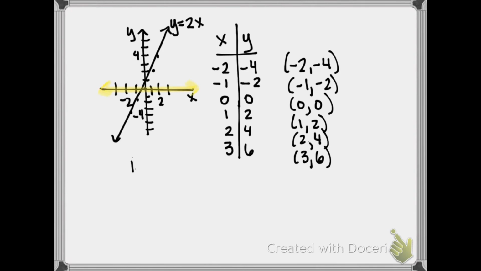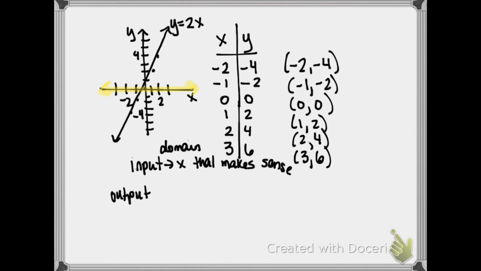So that x-axis is our domain. You plug in the x values. That's our independent variable. That's our domain. And the domain is all of the x's that make sense. All x's make sense. The whole real number line makes sense for this function, but sometimes it doesn't. Not every x makes sense for every function. So we'll get into that more later.